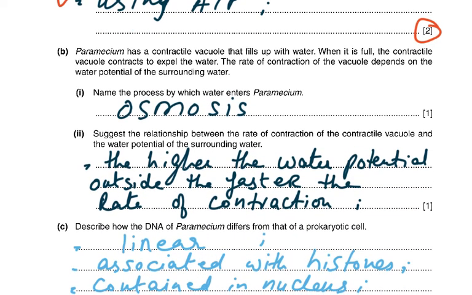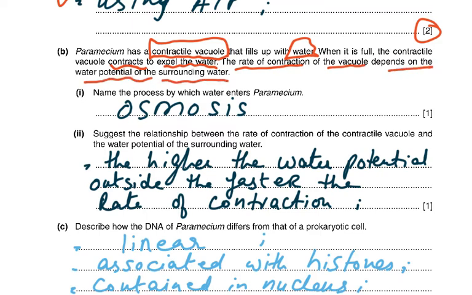Read the question carefully. Paramecium has a contractile vacuole that fills up with water. When it is full, it contracts to expel the water, and the rate of contraction of the vacuole depends on the water potential of the surrounding water. Name the process by which water enters the paramecium. Then it says suggest the relationship between the rate of contraction of the contractile vacuole and the water potential of the surrounding water.